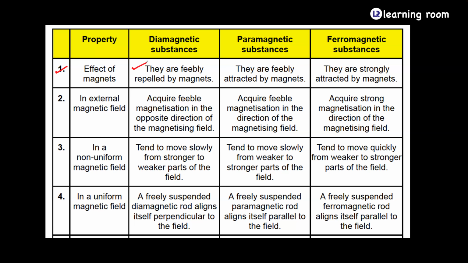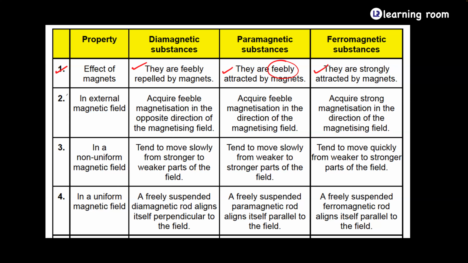But what about a paramagnetic substance? They are attracted, but there is a feeble attraction, right? But what about a ferromagnetic substance? They are attracted strongly. So they are going to get strongly attracted by the external magnets. Am I clear with that point?